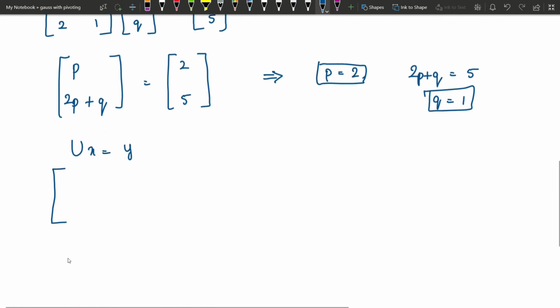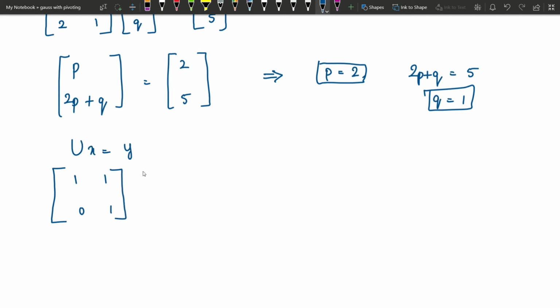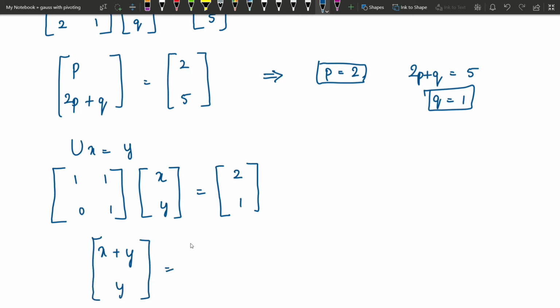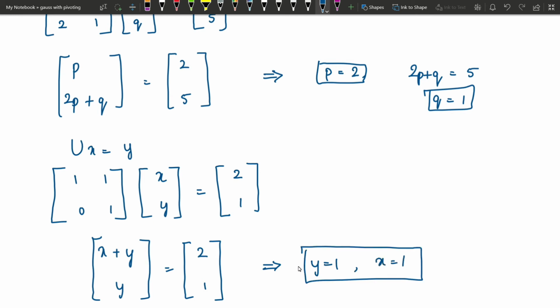These are intermediate solutions. Now we will use our next formula, which is UX equals Y. So what is the upper triangular matrix? We have written the upper triangular matrix here. So it is [1, 1; 0, 1] into X, the actual unknown variables x and y, and Y is our intermediate matrix, which is [2; 1]. Now we will multiply these two. 1 into x is x plus 1 into y is y, and 0 into x is 0 plus 1 into y is y. This is the product matrix, which is equal to [2; 1].